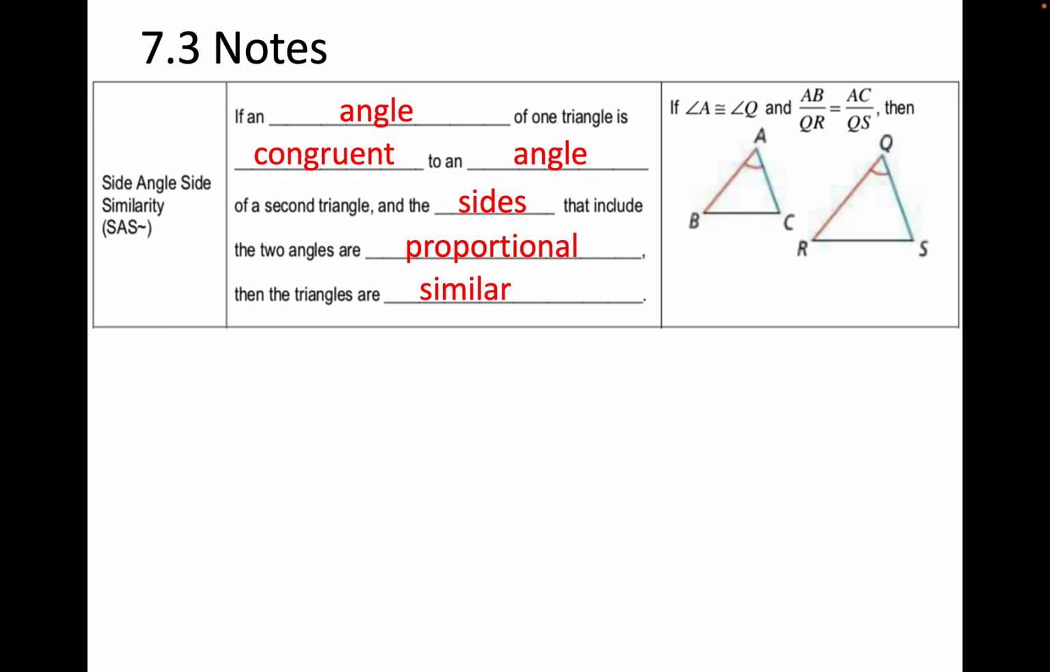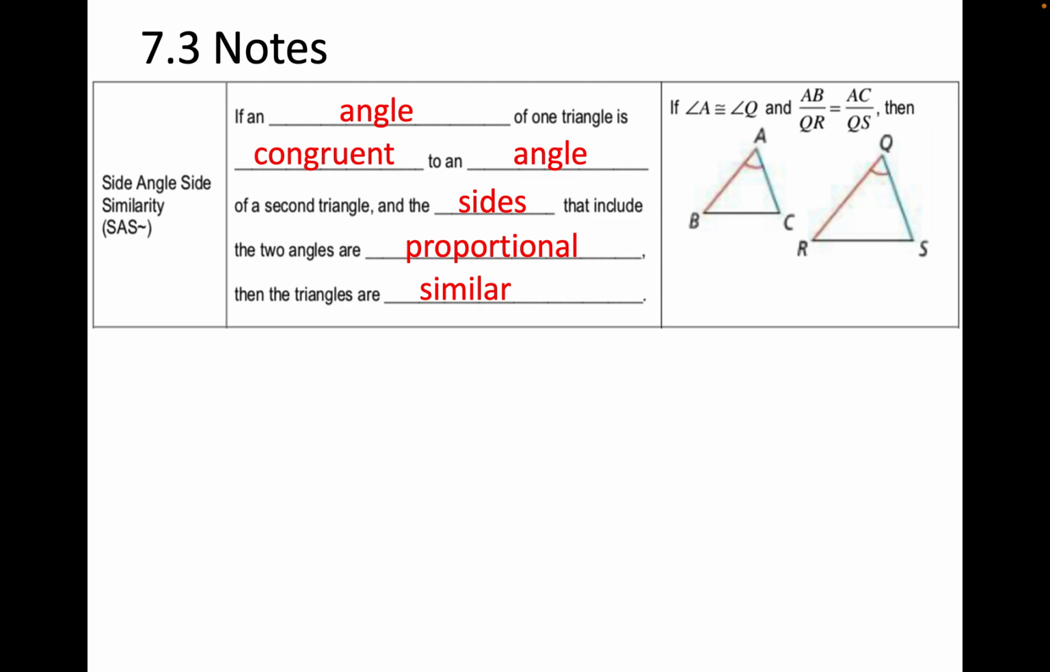So you can see here in the example I'm showing over on the right, that angle A and angle Q are congruent, and that red side AB and the red side QR are in the exact same ratio as the blue sides, AC and QS.